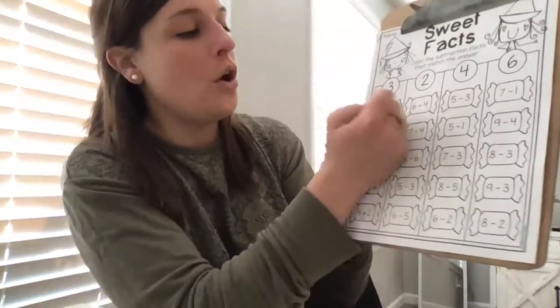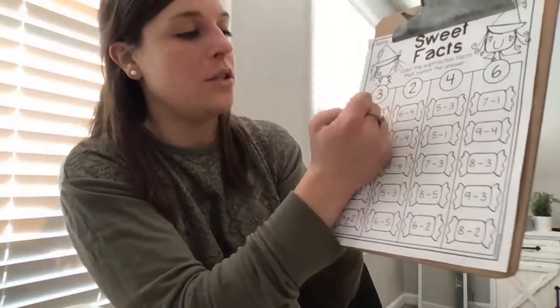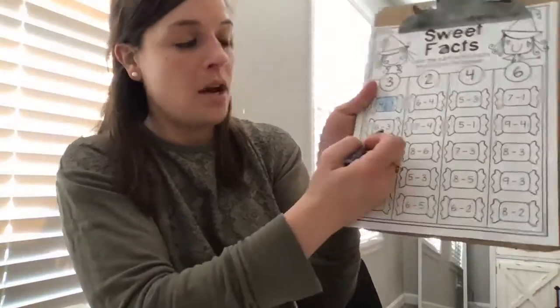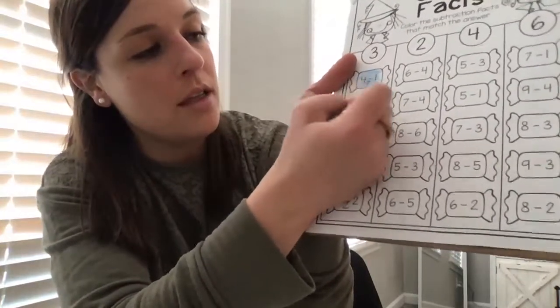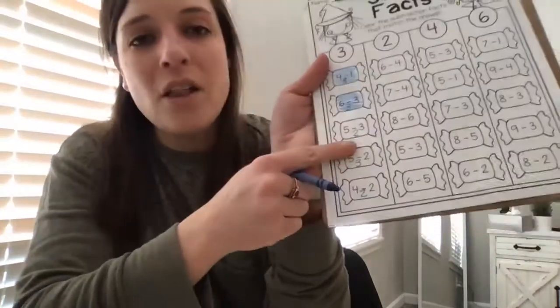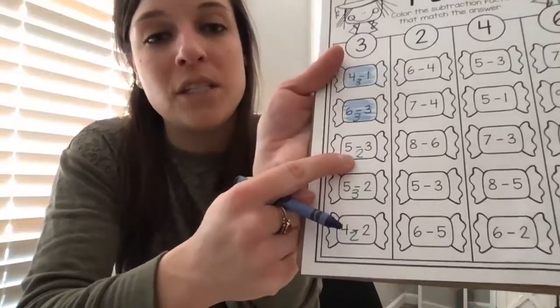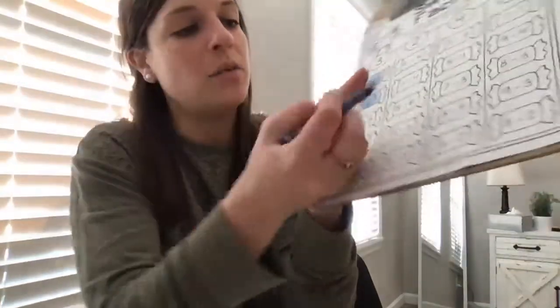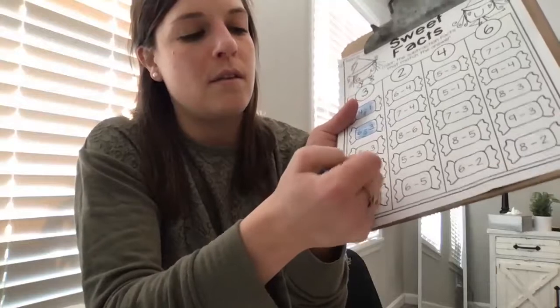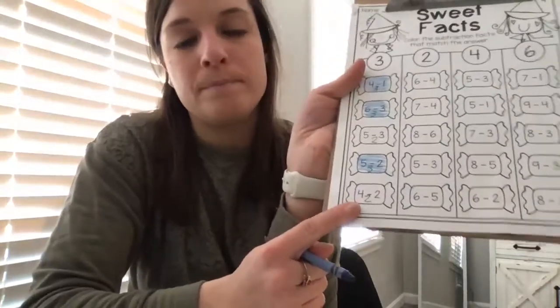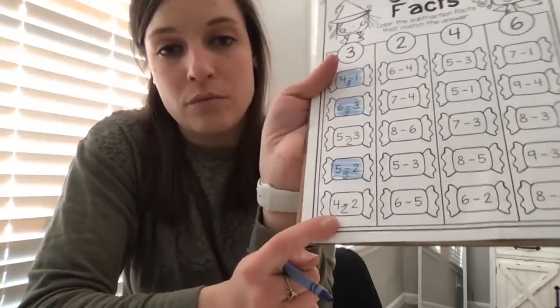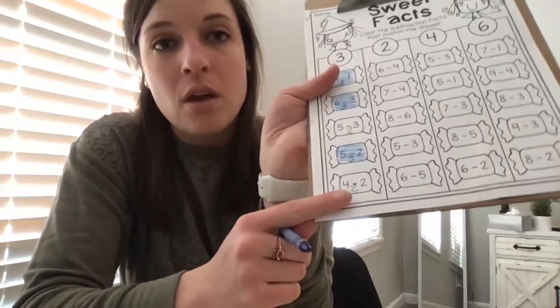But I'm going to color over the first one because the answer is 3. I'm going to color over the second piece of candy because the answer is 3. I'm not going to color the next one though because, oh, that's a 2. But the next one is 3. Do I color the last one? No, because it's 2. It equals 2, okay?